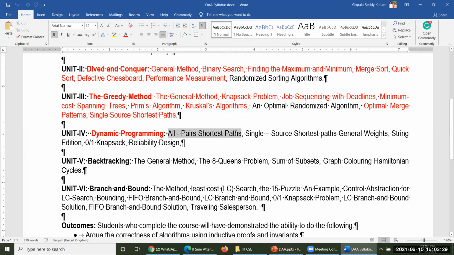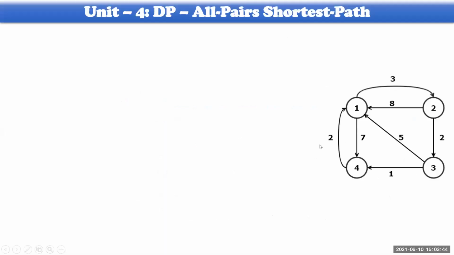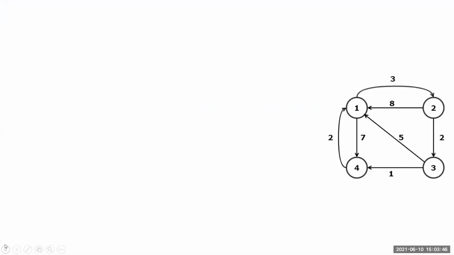And here, this is the problem which we'd like to discuss today: the all-pair shortest path problem. Yesterday, we took some introduction to this problem also. So you may be given this kind of graph, and this graph is a directed graph, so as far as the directed graph is concerned, edge 1 comma 2 is not equal to 2 comma 1 because of the directions.